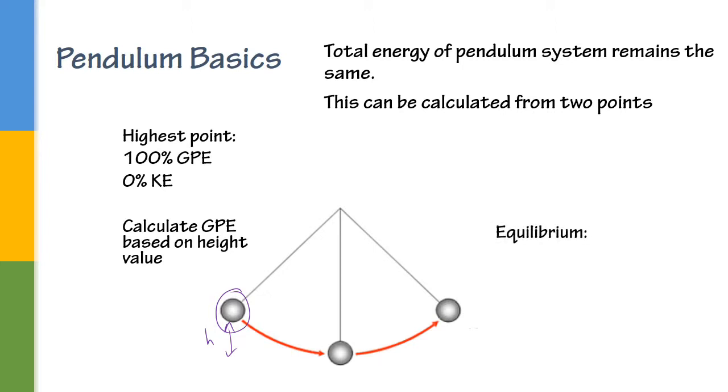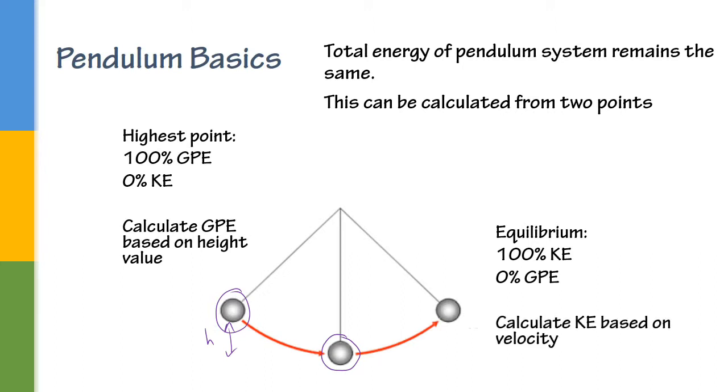The other place to calculate the total energy is at equilibrium, which is at this point here where the pendulum is completely vertical. To calculate that total energy, you'd know that at that point, all the energy is 100% kinetic, with none of it being stored as gravitational potential energy. So you'd calculate the kinetic energy based on the velocity at this point, which is another value that you'd be provided in a question.